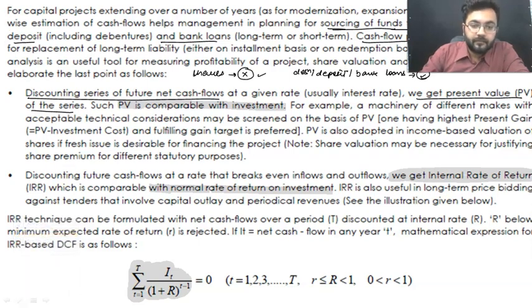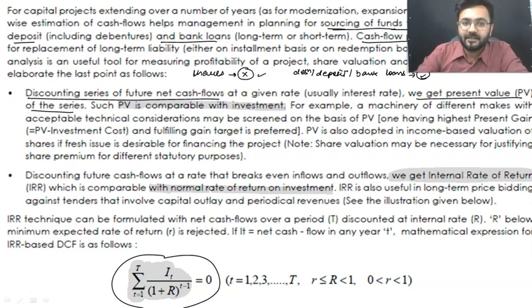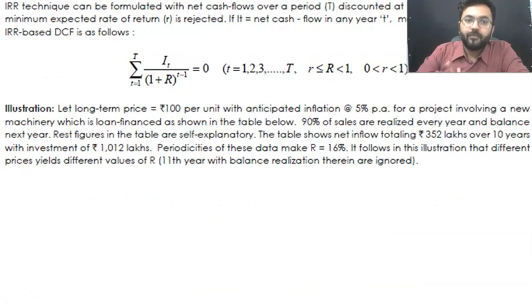See, this is going to be the formula, the mathematical expression, of how we are going to discount the internal rate of return. Moving ahead, talking about the next part. The same has been mentioned again, I guess. So we have an illustration now.